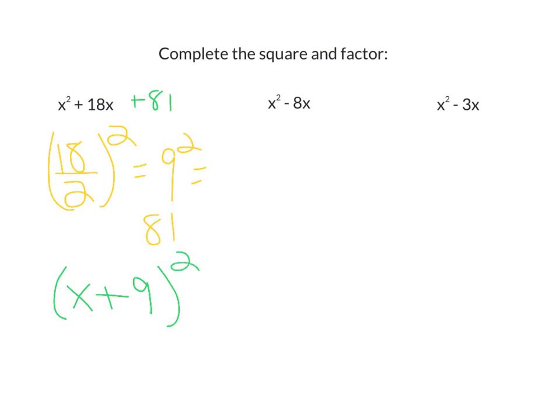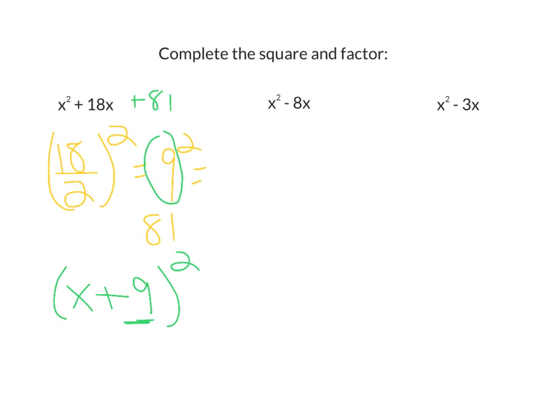Well, we saw that 9 appear earlier on in our process. The value that we get whenever we half our coefficient is always going to be the second term in our perfect square binomial.